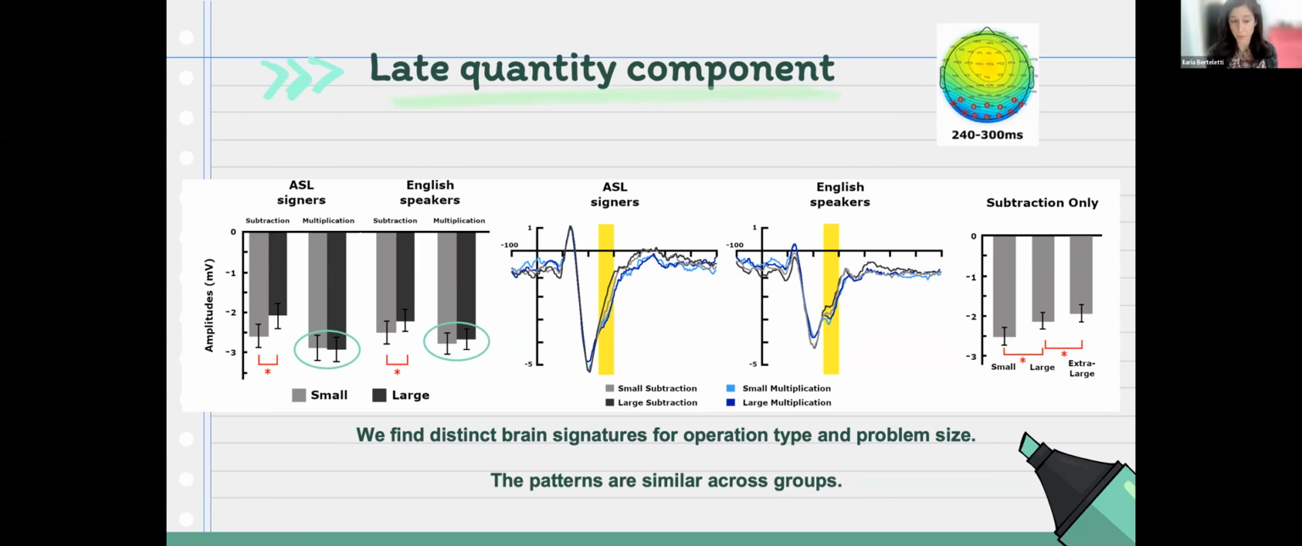And what is important to note is that if one might suppose that multiplications overall are larger in magnitude, they do have an opposite pattern of activation. If we look on the right-hand side, our subtraction problems only, extra large problems had even less negative activations compared to large and small problems. So overall, we find distinct brain signatures for operation type and problem size, and the patterns are similar across groups.